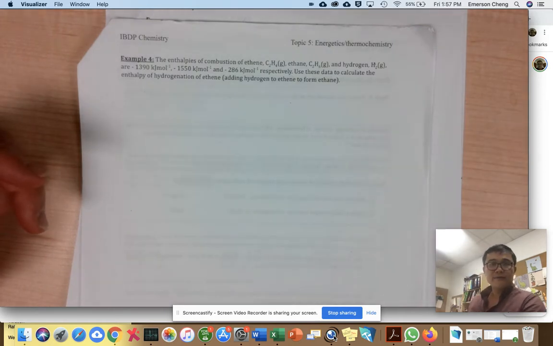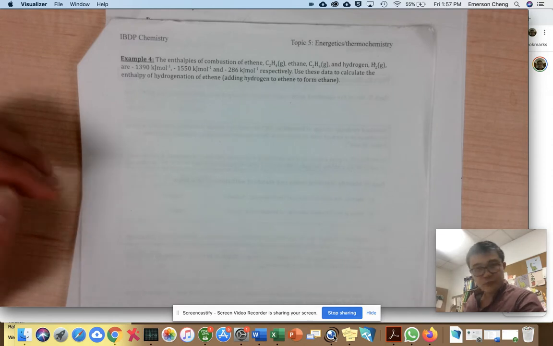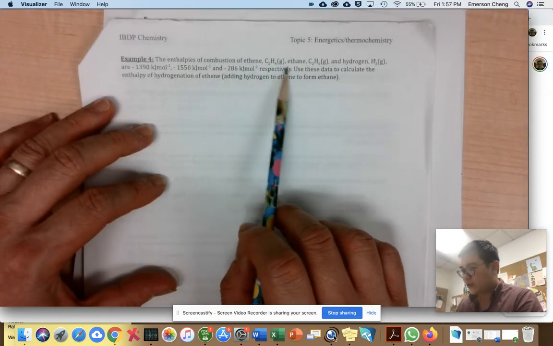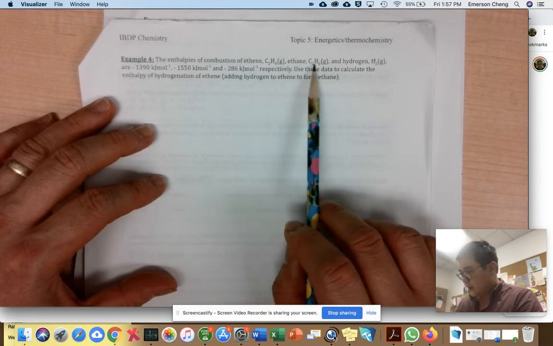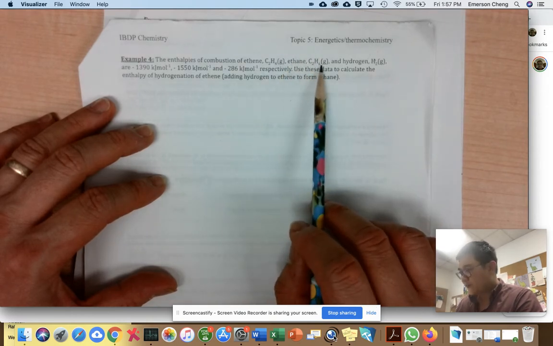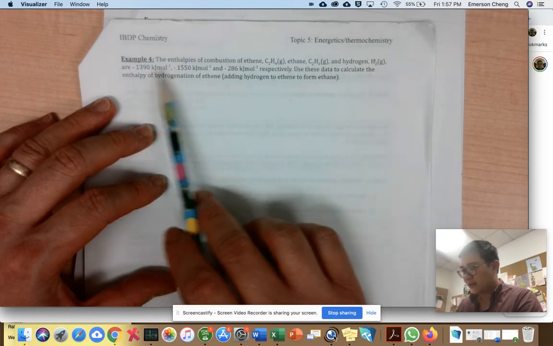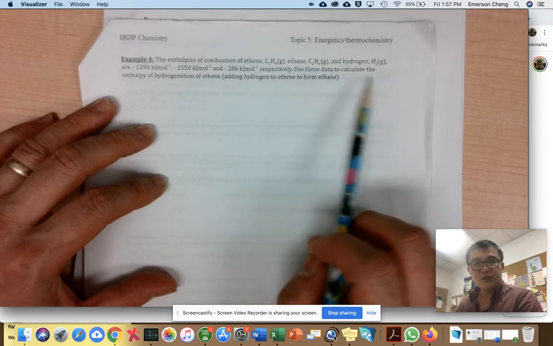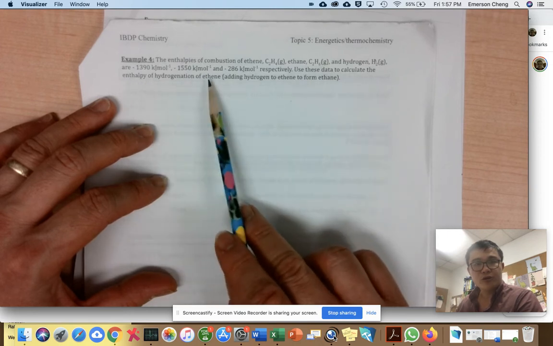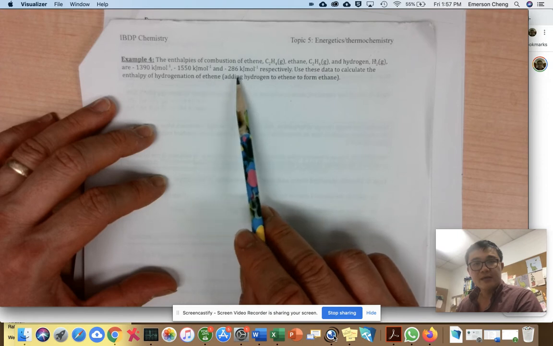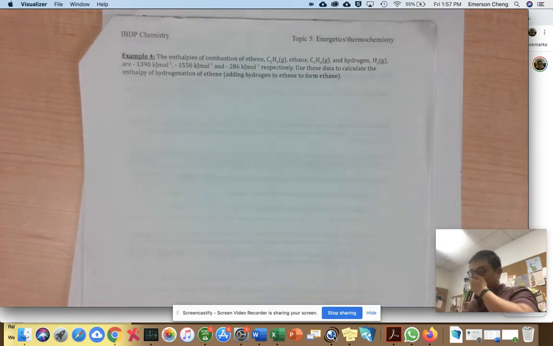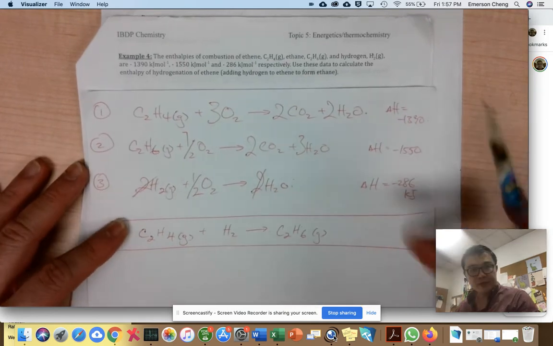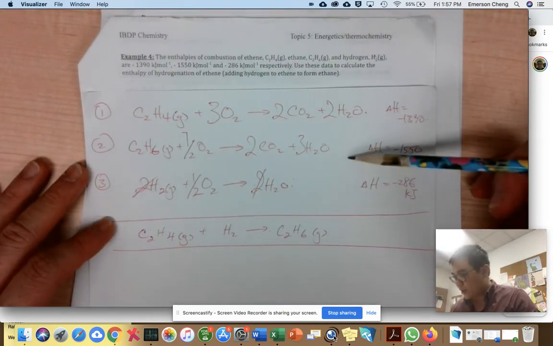Okay. Now, if you read this question, the enthalpy of combustion of ethylene, C2H4 gas, C2H6, and hydrogen are these three different values. So in this case, use these data to calculate the enthalpy of hydrogenation of ethylene. So adding hydrogen to this. So what I've done is I've written all three of these equations.